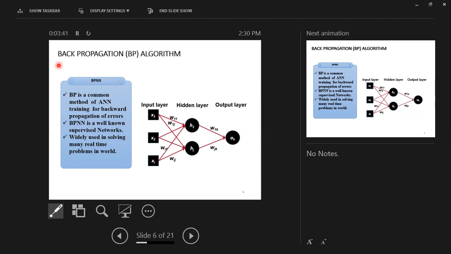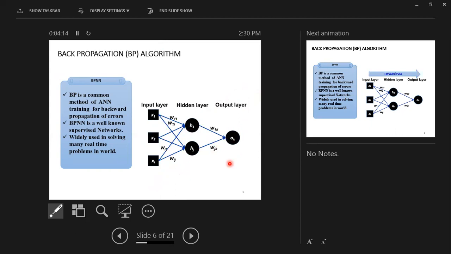The backpropagation algorithm is a common method of artificial neural network training for backward propagation of errors. BPN is also known as supervised networks, widely used in solving many real-time problems in the world. As you can see, it has a number of input layers. Here in this diagram, we can see the three input layers. And after that, we have the hidden layers. There are two hidden layers in this backpropagation algorithm, and at the end it has the output layer, meaning one output layer.